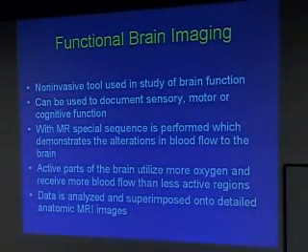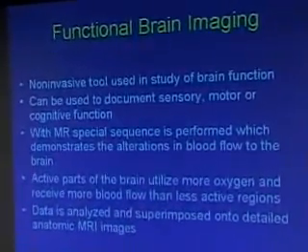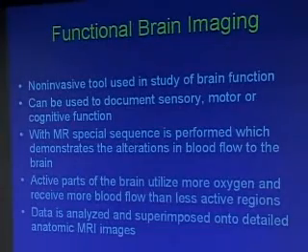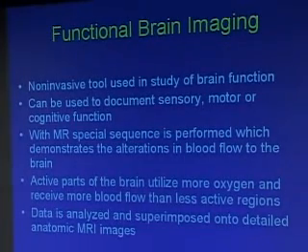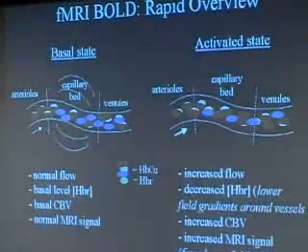We're turning now to functional imaging, which is a non-invasive tool in the study of brain function. We can look at sensory, motor, or cognitive function. You can do this with MR or with magnetoencephalography. With MR, special sequences are used to demonstrate alterations in blood flow to the brain. Active parts of the brain utilize more oxygen and receive more blood flow than less active areas. And then the data is superimposed onto more detailed MR images.